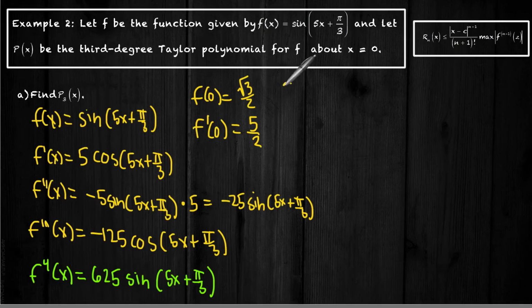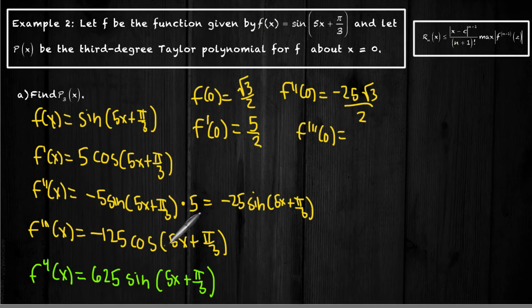And then the second derivative evaluated at 0 is going to be negative 25 times, well, x is still 0, so sine of pi over 3. So that's going to be negative 25 square root of 3 over 2. And then the third derivative, evaluated at 0, just comes down here. So if x is 0, you're taking the cosine of 60, which is 1/2. So it's going to be negative 125 over 2.